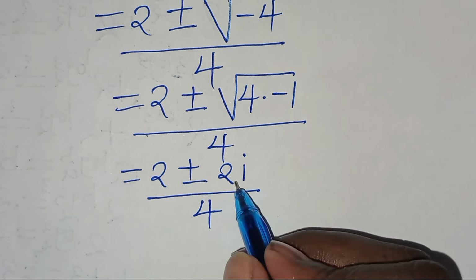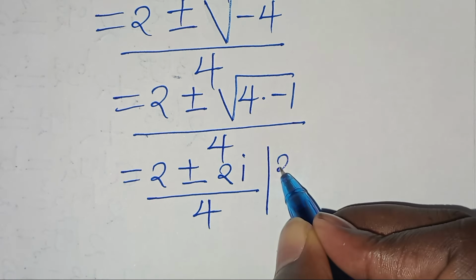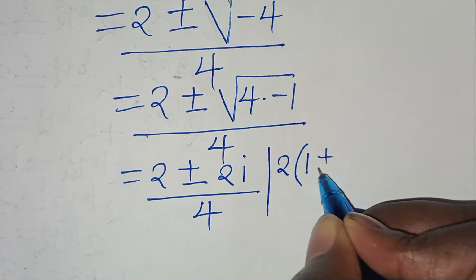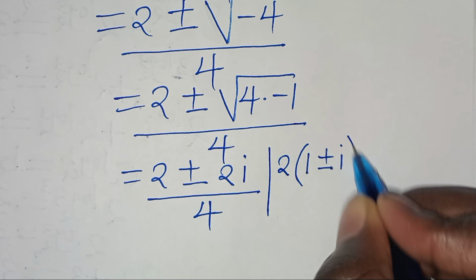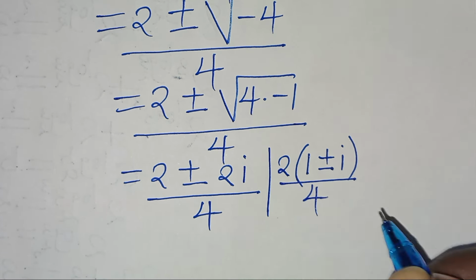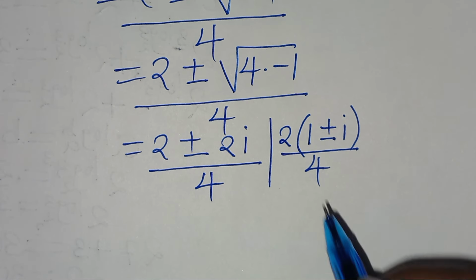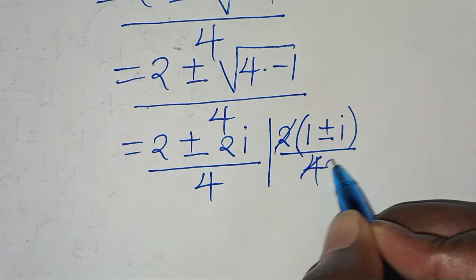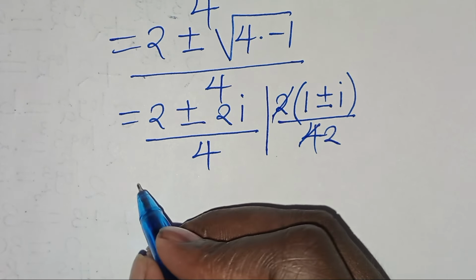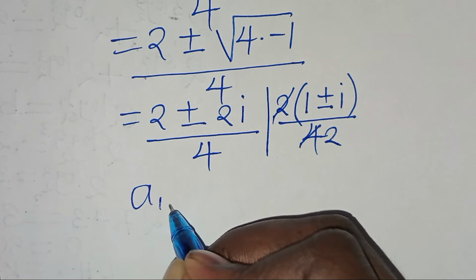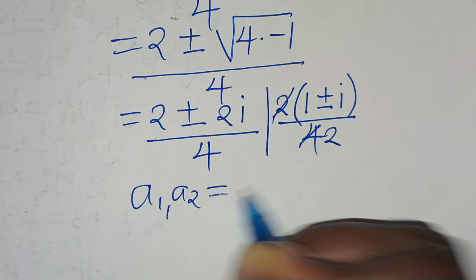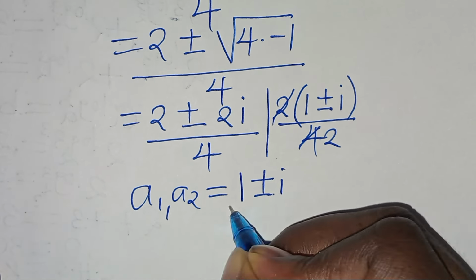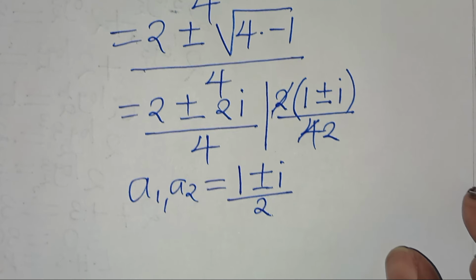Since 2 is common here, we can factor out 2 into the parentheses. Here we have 1 plus or minus i, everything divided by 4. So let's simplify 4 here. 2 divided by 2 is 1, 4 divided by 2 is 2. So we have that a1, a2 is equal to 1 plus or minus i, everything divided by 2.